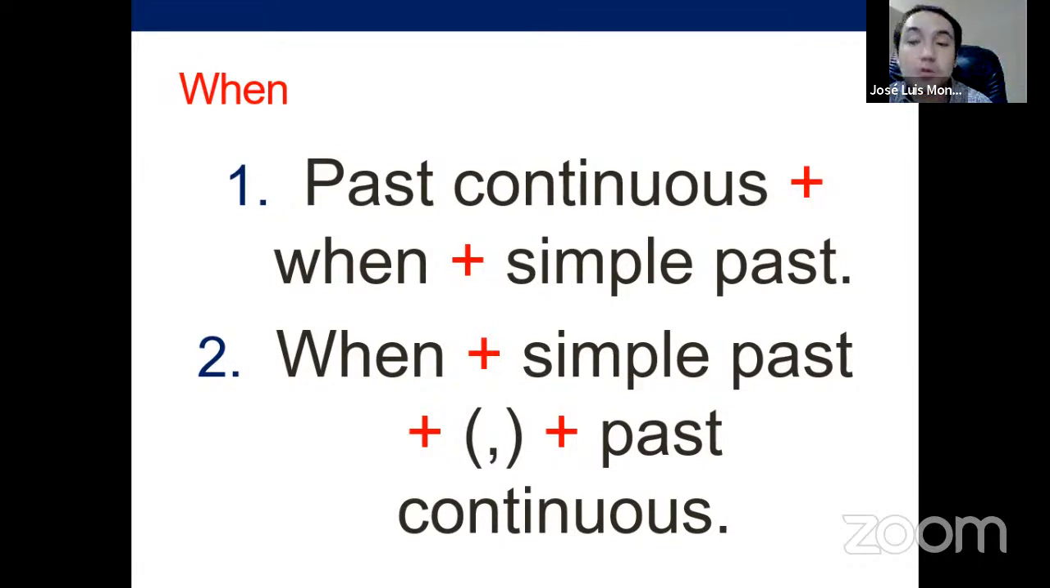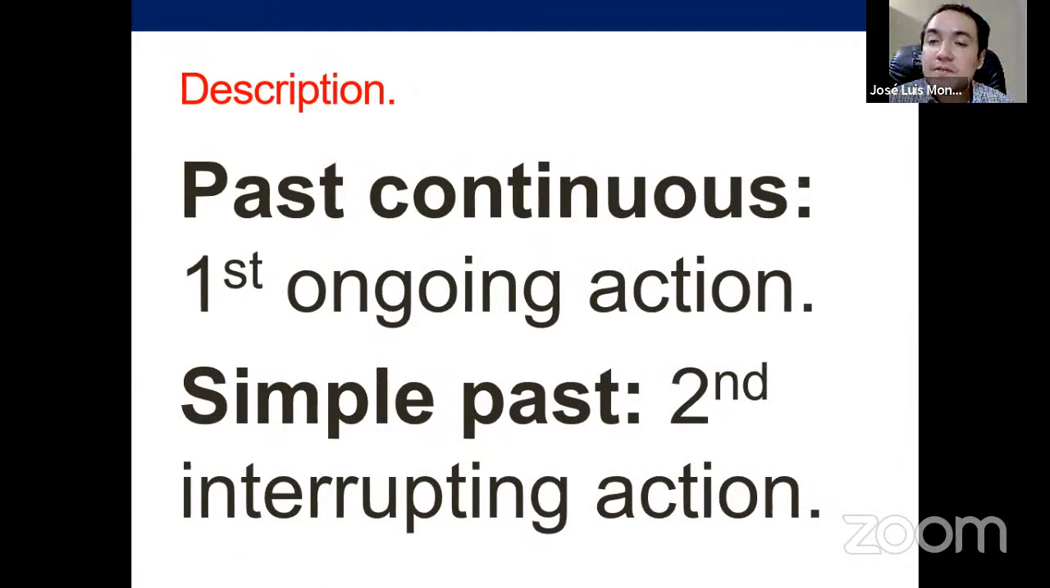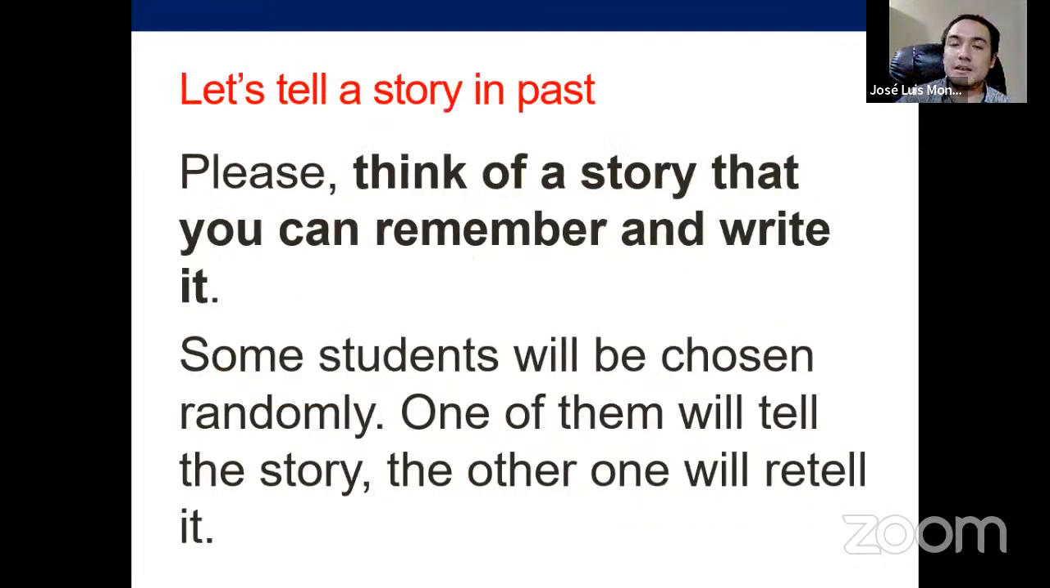Or when this happened, comma, I was doing this. When that happened, comma, she was doing that. This inversion is possible when we talk about these clauses. When it's in the middle, the when clause, this time clause, is going to be without any commas, just that word. But if it's at the beginning, we know that we have to use this comma. So the past continuous is the first ongoing action. It's always first because it started before as part of that logic. And the simple past is the second interrupting action in this case.